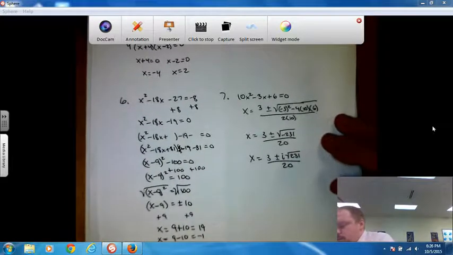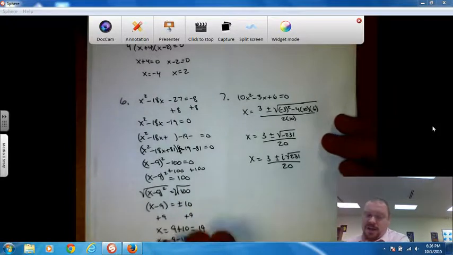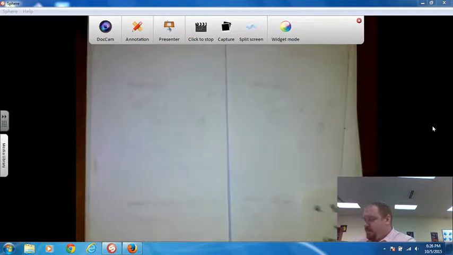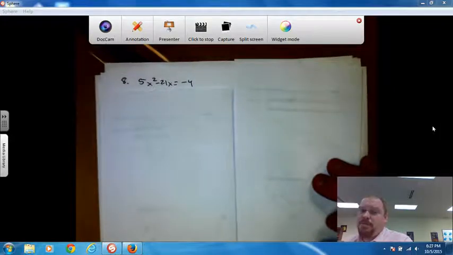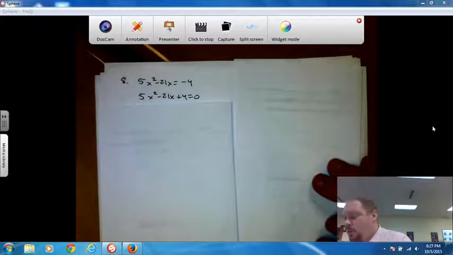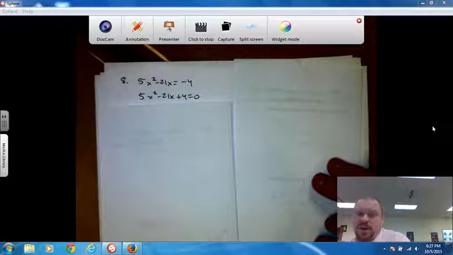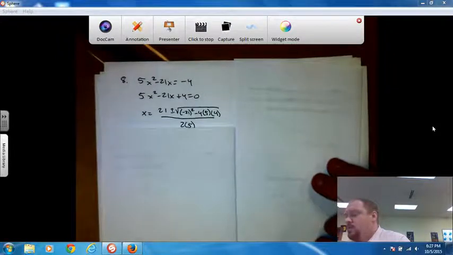Okay, so that's numbers 1 through 7. 8 and 9 are coming up next. Okay, number 8. Okay, remember you have to get one side equal to 0 when you have multiple powers of the variable. Okay, so I added 4 to both sides. Now, I do not quickly see how to factor this, even though I could. This one I do believe is factorable. Okay, so I use the quadratic formula.